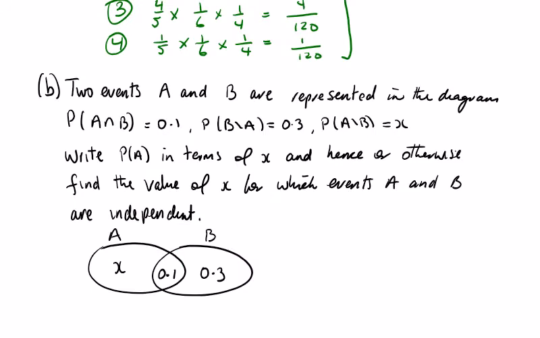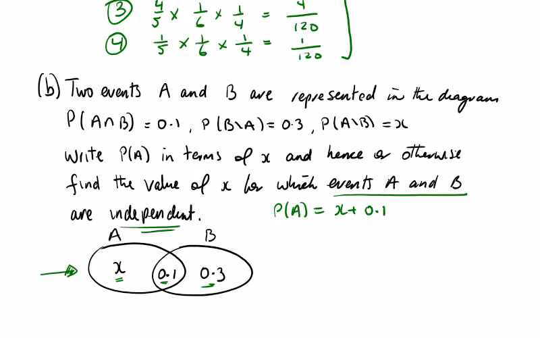Part B of this question, 2 events A and B are represented in this diagram here. And all these figures are given to you. Probability of A intersection B 0.1, B less A and A less B, 0.3 and x. Right, the probability of A in terms of x, well the probability of A is equal to x plus 0.1. And hence or otherwise find the value of x for which events A and B are independent.